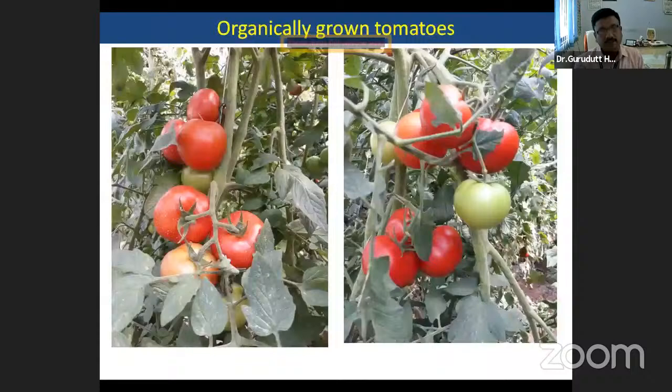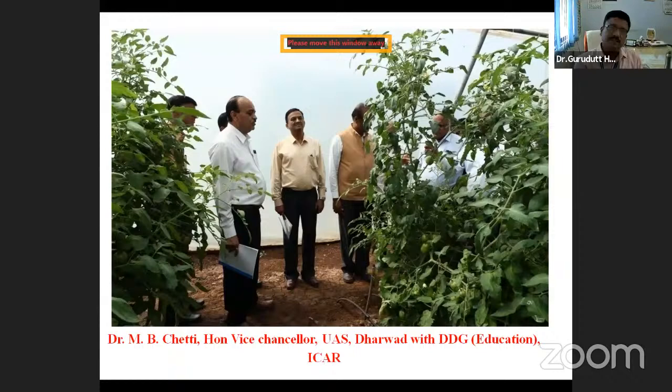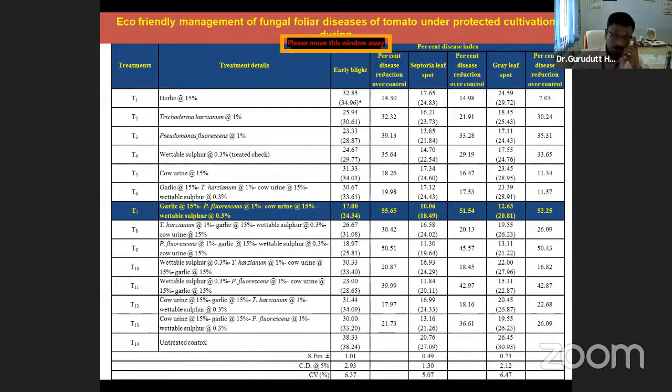So many of the honorable vice chancellors and then DG, they visited. So many of the visitors also visited just to make policy decisions at the state or at different levels. And one of my other students, she worked even with ITKs, indigenous technology, and by using these botanicals, like garlic, Pseudomonas fluorescens biopesticide, cow urine, and vegetable sulfur, this combination has worked very well to effectively manage the different foliar diseases of tomato again. So that means, along with the biopesticides in organic agriculture, we can even promote plant botanicals, even the chili garlic extract.